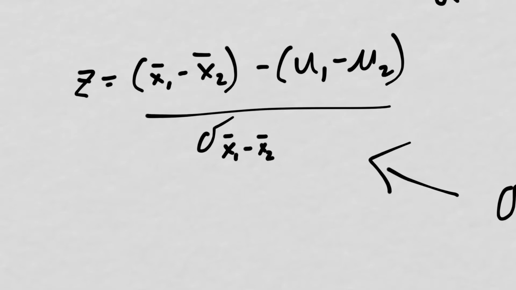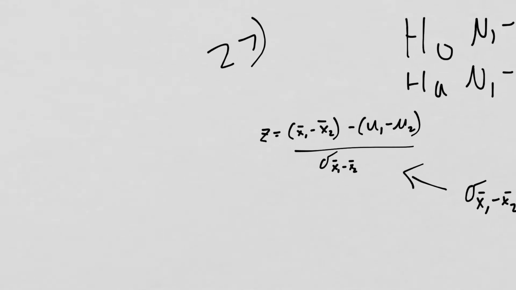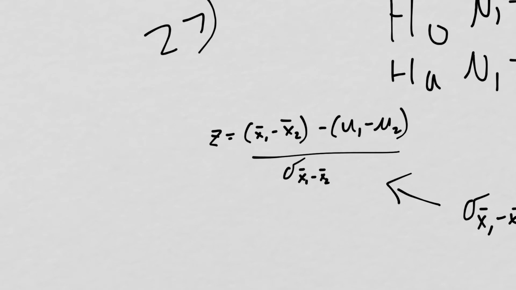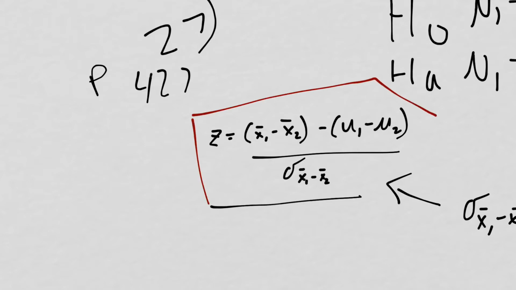All right, class, this is number 27 on page 427. We've got to get back to using this formula. You can't just push a button on the calculator, so you've got to use this formula that is taken from the chapter. This is how almost every student who doesn't have a TI-84 has to do this problem.